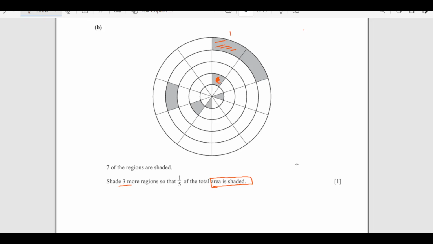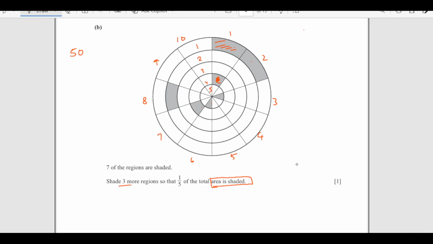So I'll start from here, 1, 2, 3, 4, 5, 6, 7, 8, 9 and 10. We have 10 sections this way, and on the other side we have here 1, 2, 3, 4 and 5. Inside we have 5. So that means the total sections are 50, 10 times 5. So this has been divided into 50 sections. Now 7 are shaded here. You can see 1, 2, 3, 4, 5, 6, 7 are shaded. Shade 3 more regions so that 1 by 5 is shaded.